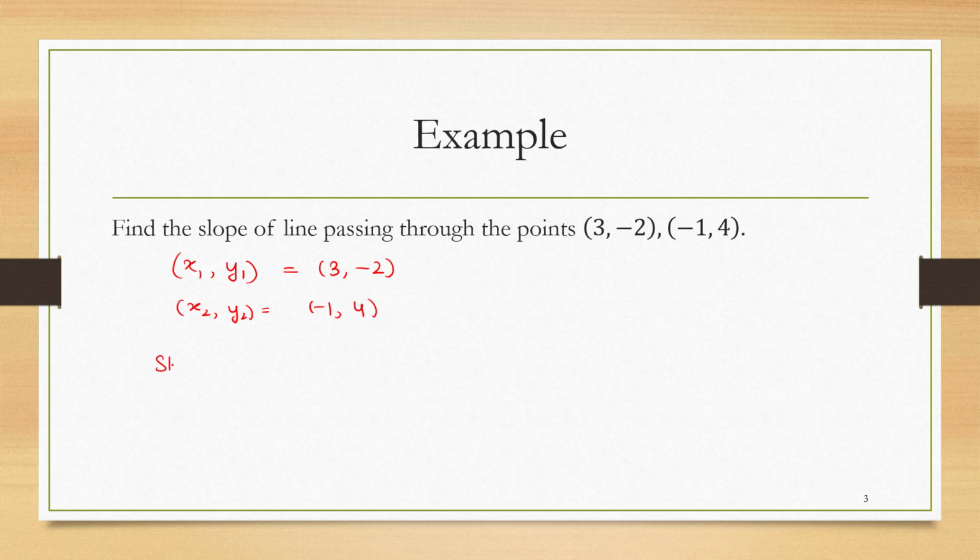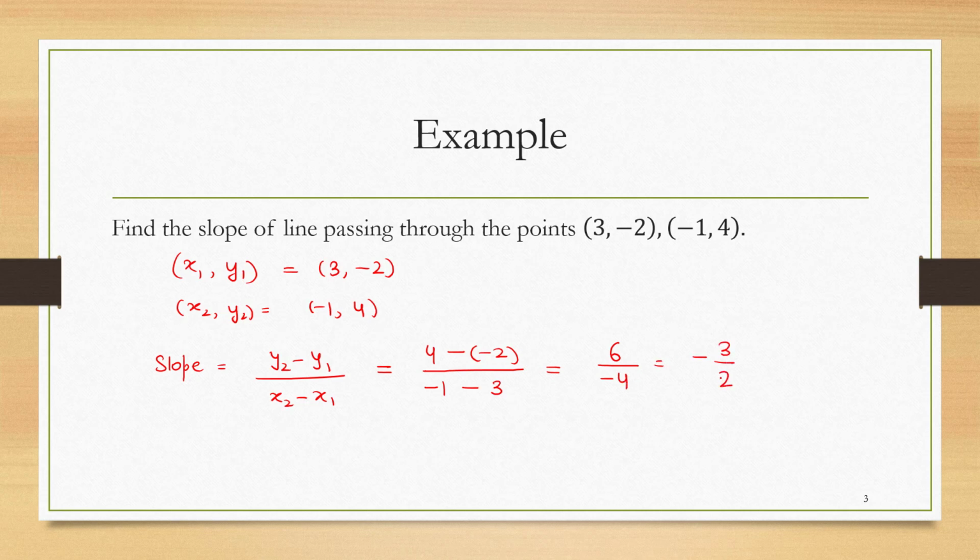So slope is (y2 minus y1) divided by (x2 minus x1). y2 is 4 minus y1 which is -2, divided by x2 which is -1 minus x1 which is 3. So we get 6 by -4, or -3 by 2. So this line has slope -3 by 2.